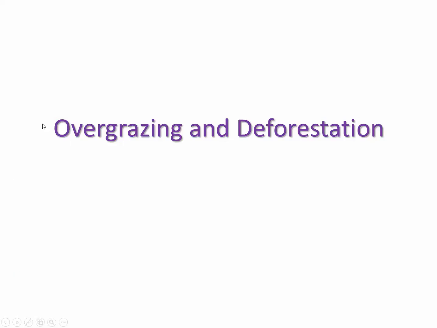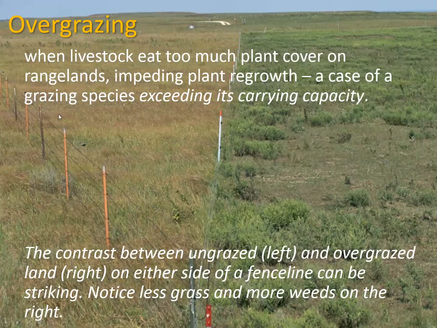So let's take a look at overgrazing and deforestation. Overgrazing is when livestock eat too much plant cover on rangelands, impeding plant regrowth. It's a case of a grazing species exceeding its carrying capacity. And here we see the contrast between ungrazed on the left and overgrazed on the right of a fence line. And notice that there's less grass and more weeds on the right. The grass is the natives. Over here, because there's less grass, it's been overgrazed. And then you have the invasive species able to come in and spread.